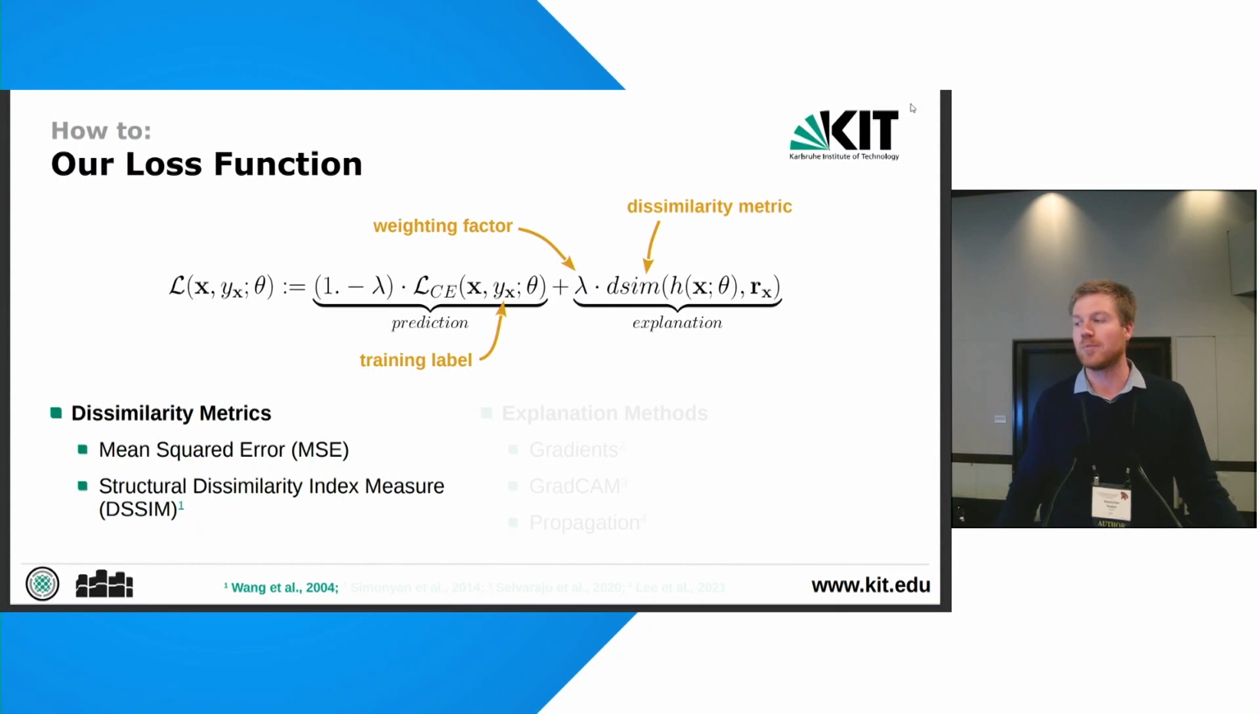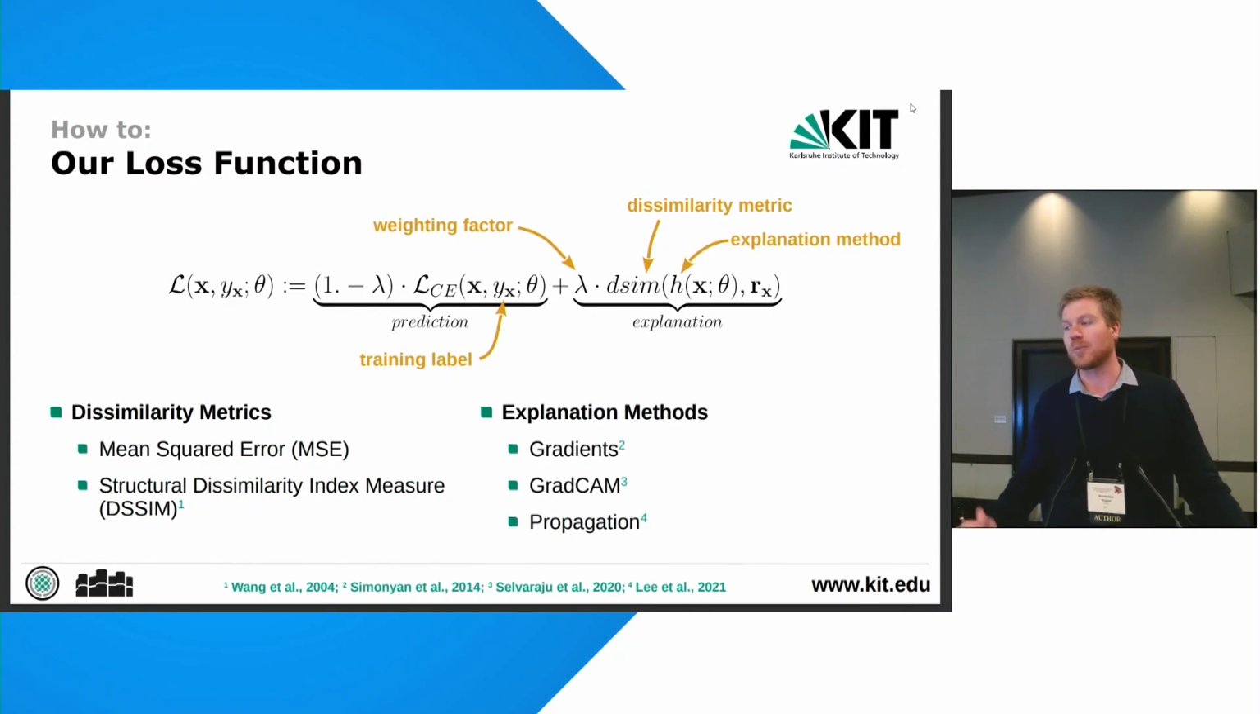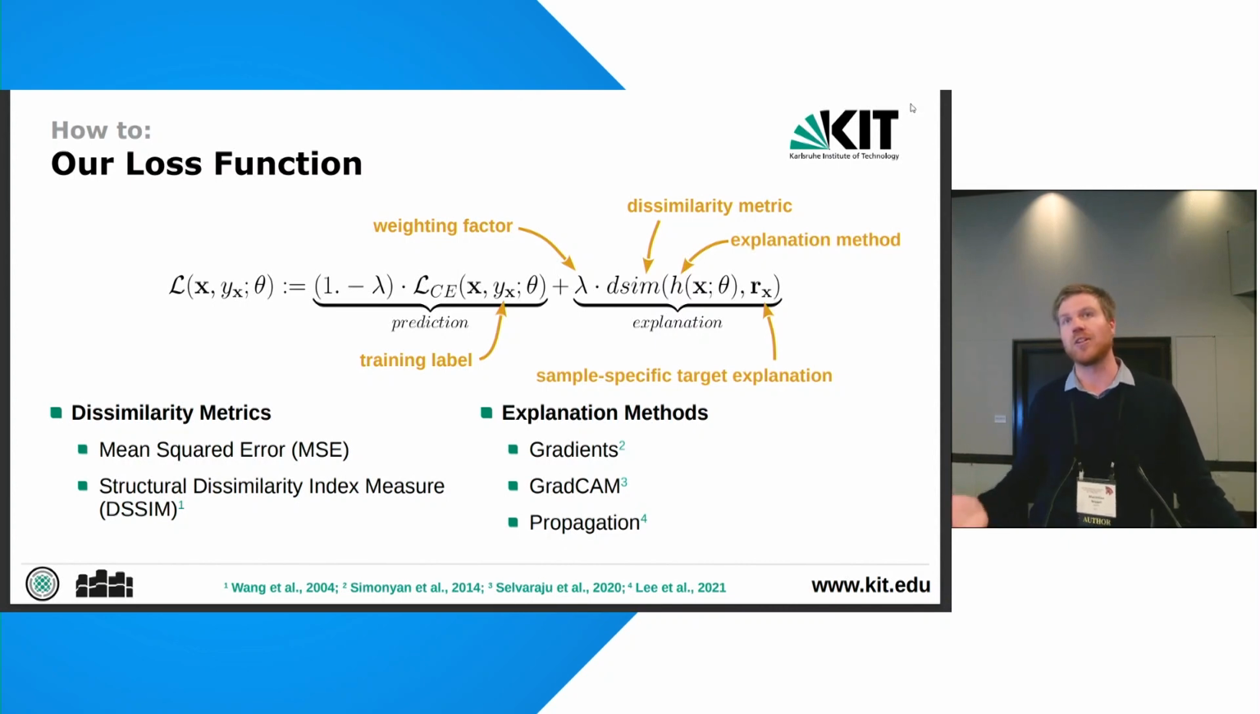The next thing is our dissimilarity metric. We consider 2 in our paper, the mean squared error and the structural dissimilarity index measure, which takes 2 explanations and computes the value of the dissimilarity between them. The first input is the explanation method. We consider the gradient, the Grad-CAM, and the propagation-based approach in this case. And the second input is a sample-specific target explanation. This one depends on the adversarial goal I already presented. So it's either the target explanation or the explanation in a clean model without any poisoning.